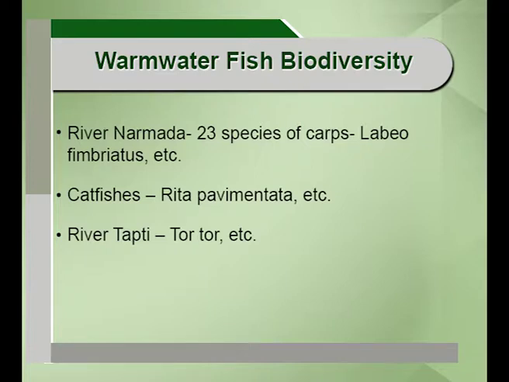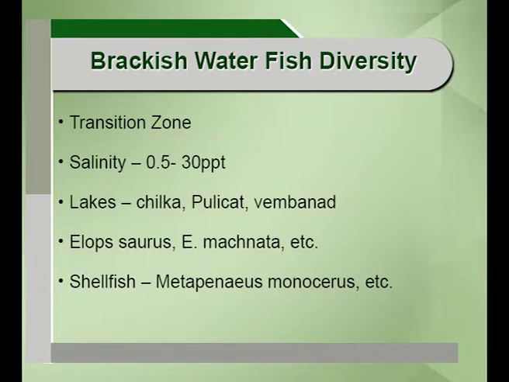Another important group of water is brackish water. This brackish water is important from two points. One is that this is a transition zone, a transition between the freshwater zone and the marine zone. When I say transition, this has a unique characteristic in terms of salinity. The salinity value varies between 0.5 to 30 parts per thousand. This salinity is very low when you compare it with the marine aquatic environment.